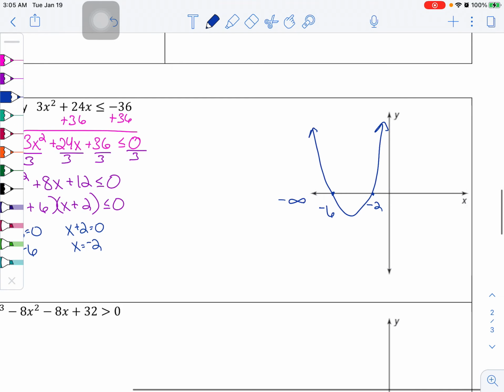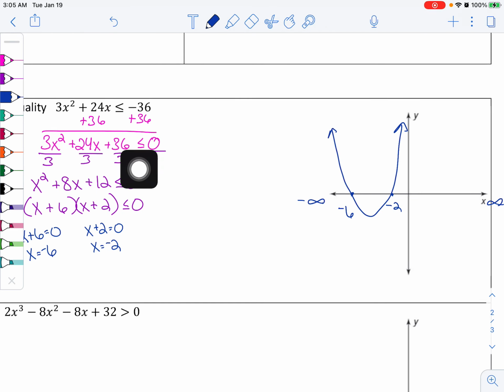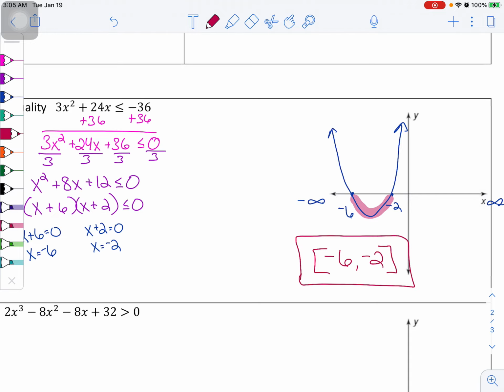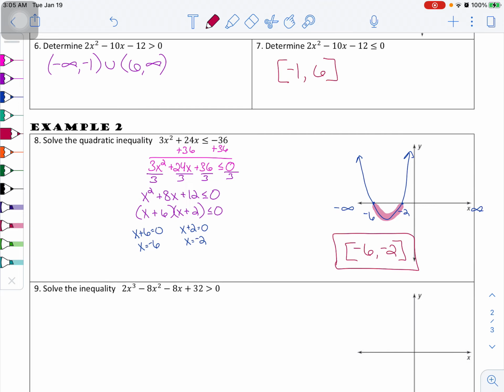On the left, we have negative infinity. On the right, we've got positive infinity. Now, the comparison to 0 was less than or equal to 0. So the equal to part means I'm going to use the brackets with my actual zeros. But less than 0 means I want to look at this and find the function values below the x-axis. And that only happens between -6 and -2, and we're going to use brackets there. So that is the interval for our inequality. All right, so that's number 8.